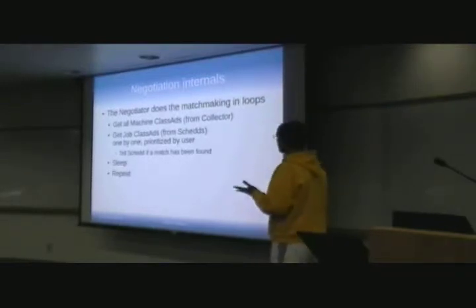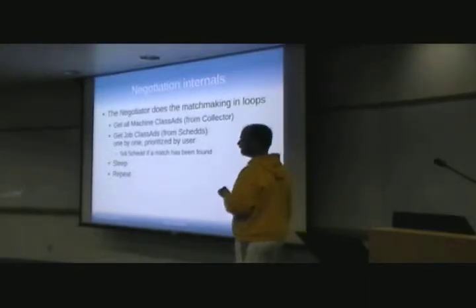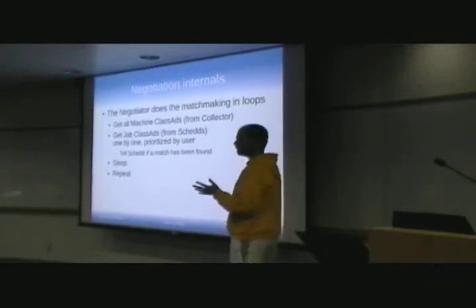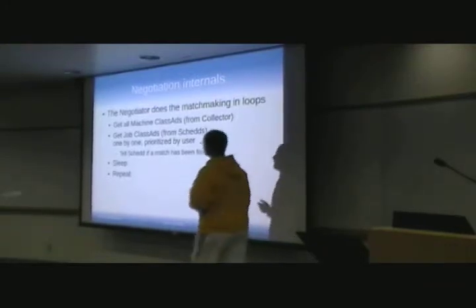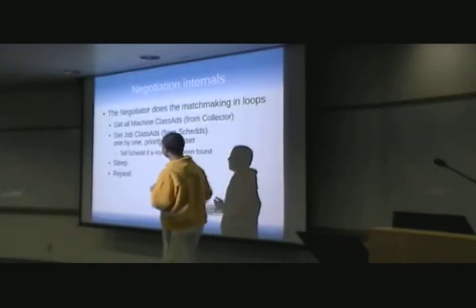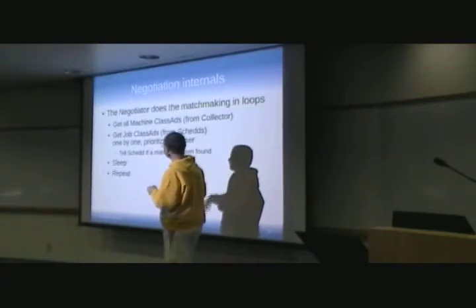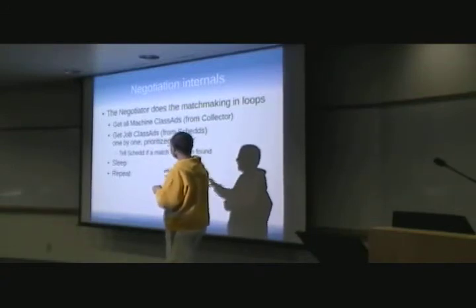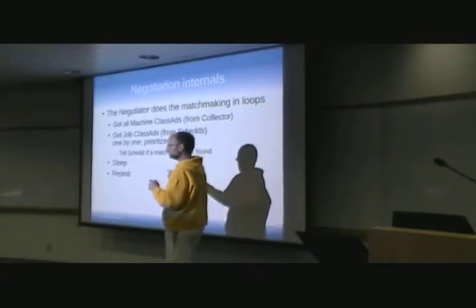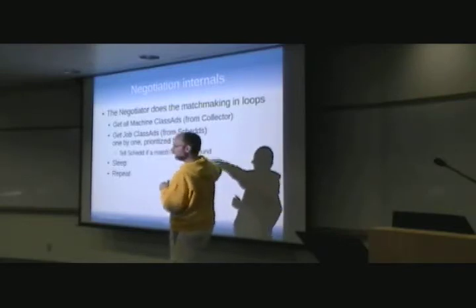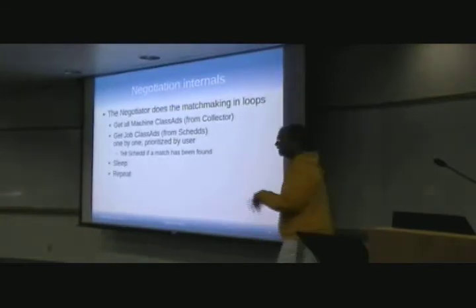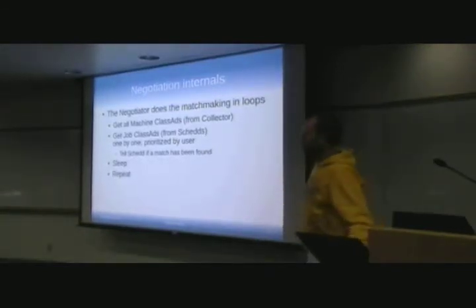Now, we can also tweak a little bit how the negotiator matchmaking cycle works. So, for starters, how it actually works. The negotiator gets all the machine ads, and then gets job class ads from all the schedds one by one, prioritized by user, and then does the magic and tells the schedd if they match. Then it sleeps and repeats, and does this continuously. That's the first approximation, of course; there's more to it.